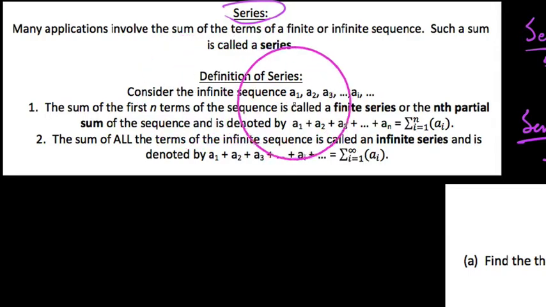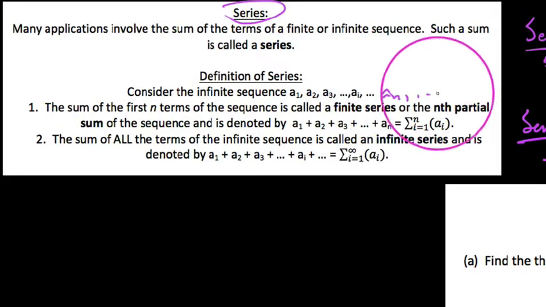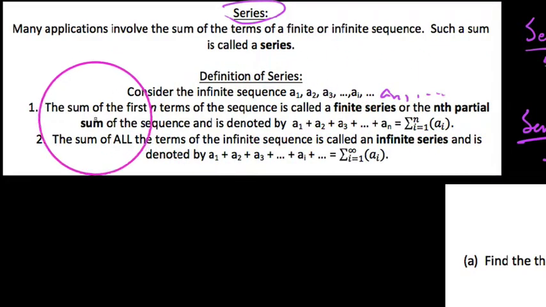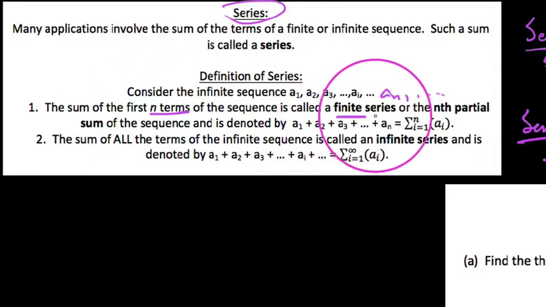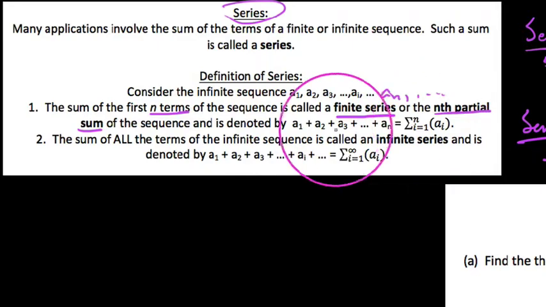Consider the infinite sequence A1, A2, A3, AI, all the way on, so forever and ever. We could have some AN, and it extends further past this even. Essentially, we have some sequence of things in order, and these are its terms. The sum of the first n terms of a sequence is called a finite series, or nth partial sum of the sequence, and is denoted by this.